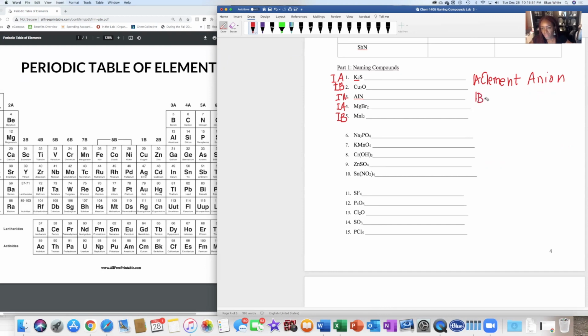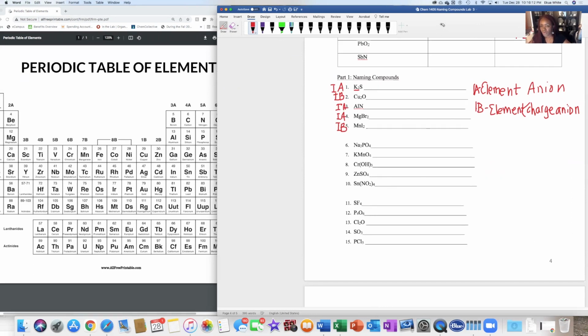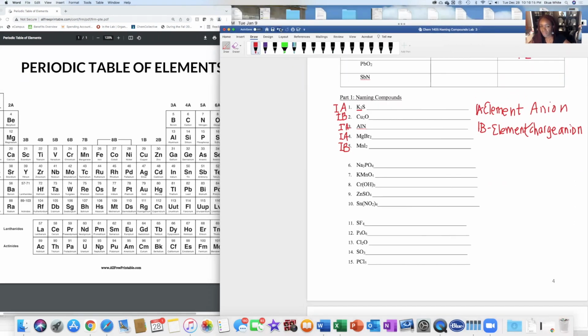Ionic B format has 3 components. It has the element, it has the charge, and then it has the anion. I'm writing with my mouse once again. Excuse the horrible handwriting. The charge is in parentheses. So the charge in parentheses is what distinguishes ionic B from ionic A.